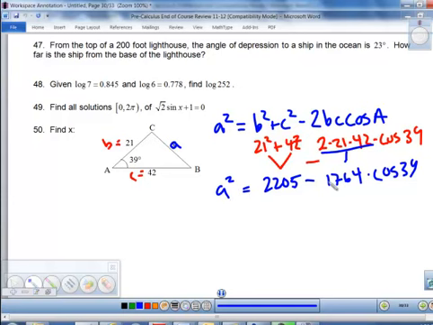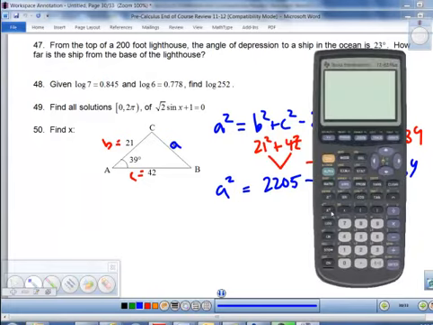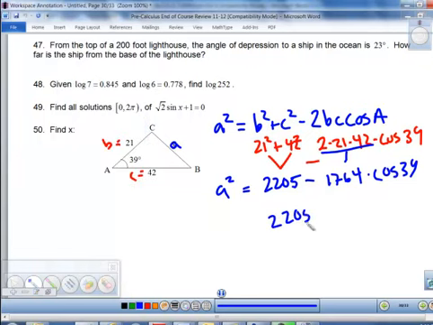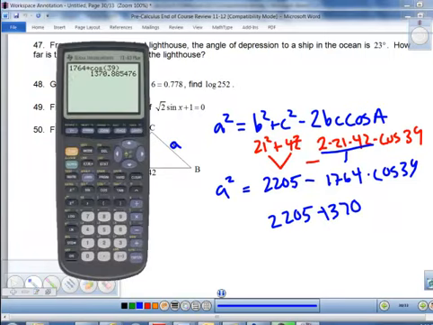So do this real quick. Multiply 1764 times cosine of 39. In fact, I might be able to just do it. 1764, I'm going to check your math, times cosine of 39. Let's see if we get the same thing. You get 1370? Okay, good. All right. So we have 2205 minus 1370. I think that's what you had.